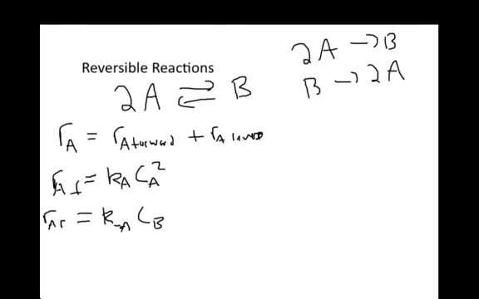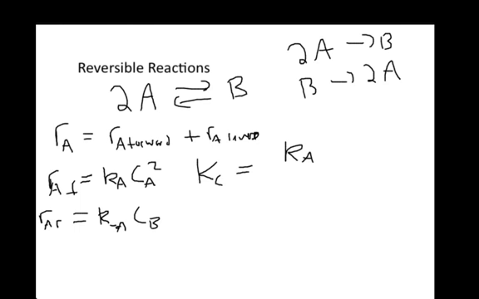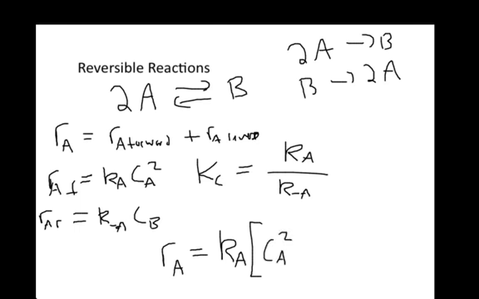The last thing we have to introduce is our equilibrium coefficient, which will be capital K sub C. This will be defined as our forward rate constant divided by our reverse rate constant. Adding our forward and reverse rates together, we can factor k_A out, and we get that r_A is equal to our forward rate constant times C_A squared minus C_B over our equilibrium coefficient.